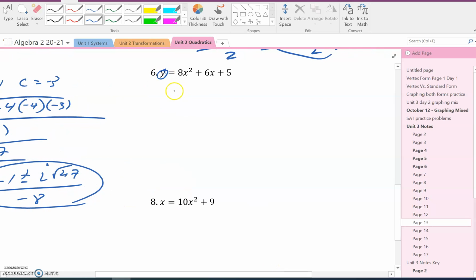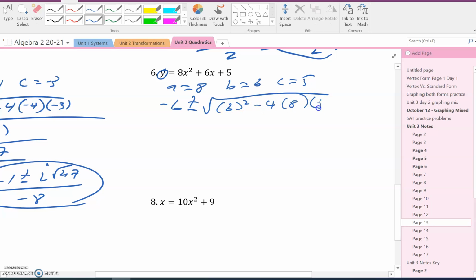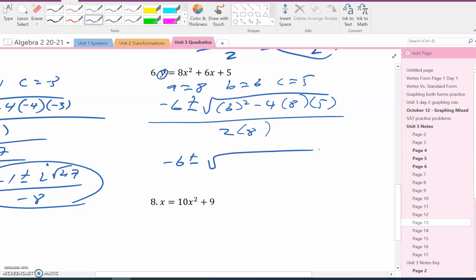Plug in 0 here. A equals 8. B equals 6. C equals 5. -6 plus or minus the square root of 6 squared minus 4 times 8 times 5. Oh my gosh, I believe we have another imaginary. 2 times 8. Okay, -6 plus or minus what? So 6 squared minus 4 times, so that's 36. Minus 4 times 8 times 5, that's 160.